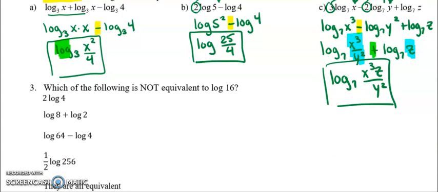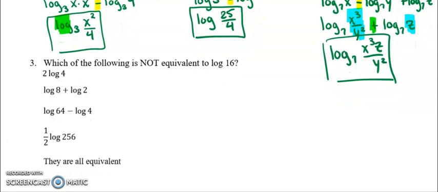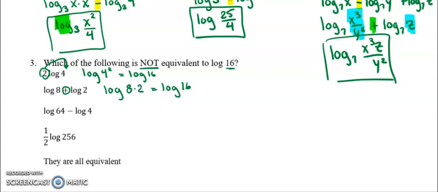Which of the following statements is not equivalent to log of 16? So not equivalent to log of 16. Well, we can take this coefficient of a 2, put it back up. So that becomes the log of 4 squared. 4 squared is 16. So that's the same. Then what? We've got this addition here. Addition comes from multiplication. So we'll have the log of 8 times 2, which is the log of 16.